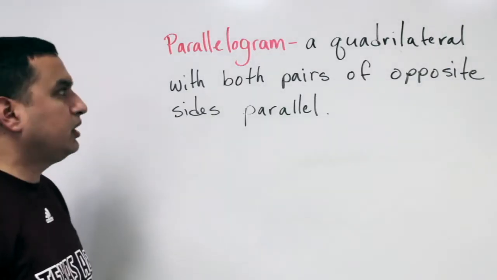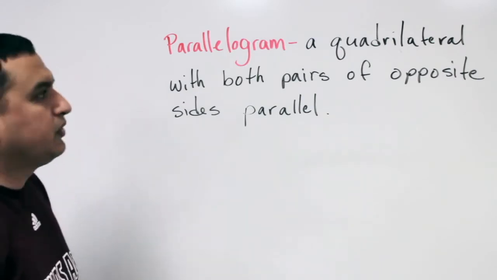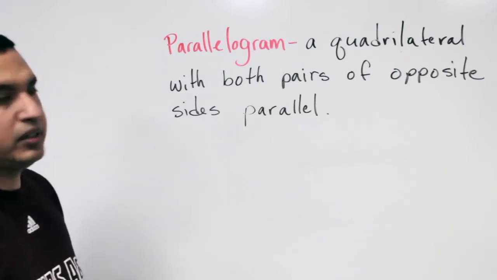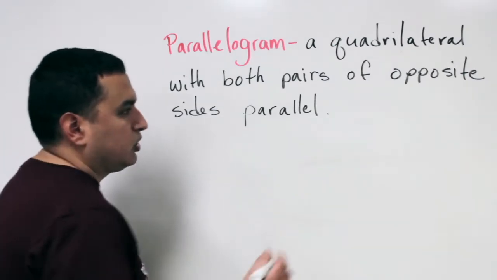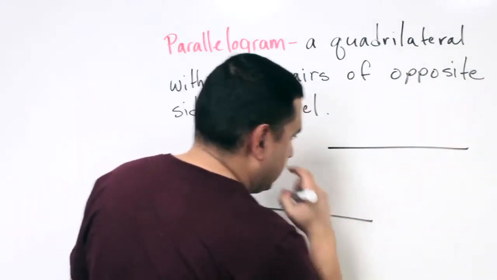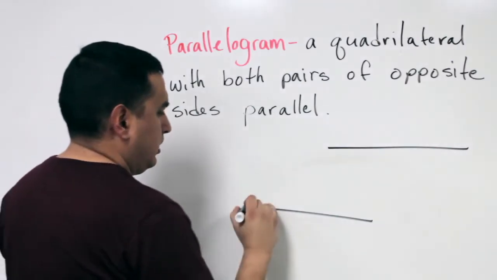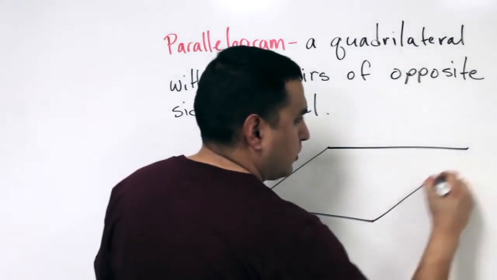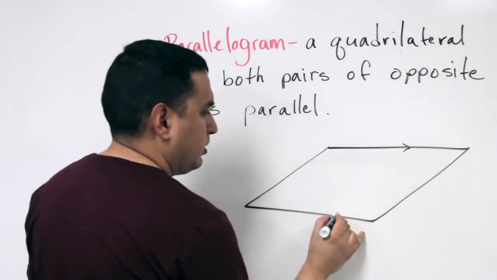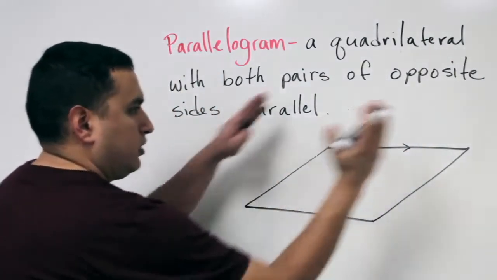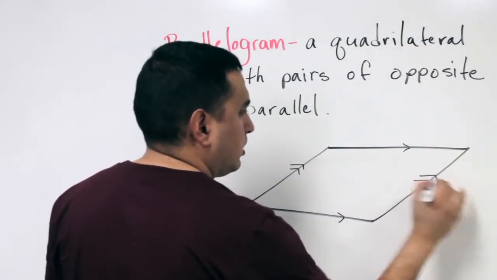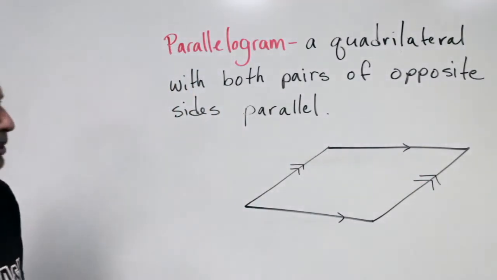First vocabulary word for this is a parallelogram. And if you recall, it's simply a quadrilateral, which is a four-sided shape with both pairs of opposite sides parallel. So if I draw two horizontal lines, kind of a little bit staggered, and then I connect those two sides, these two would be parallel to each other, and the two slanted sides would be parallel to each other. This would be an example of a parallelogram.